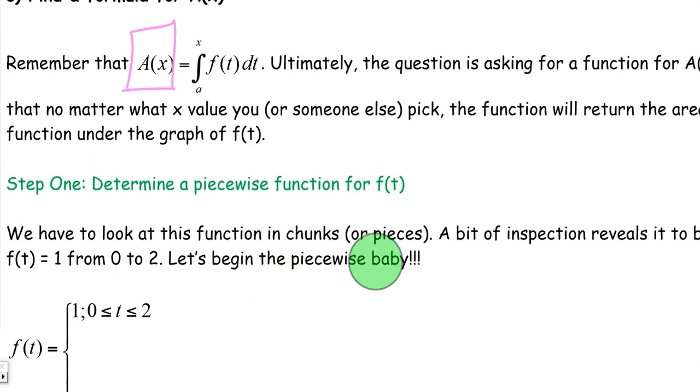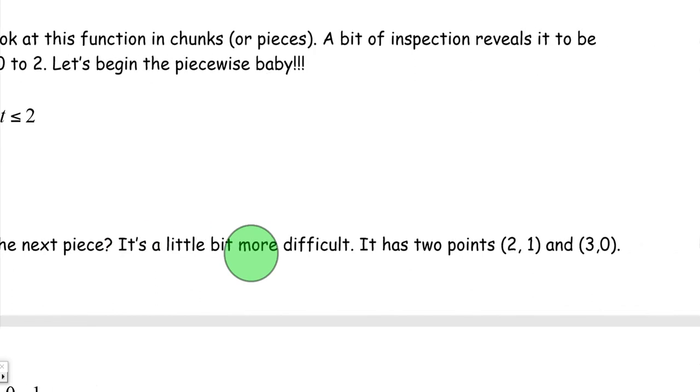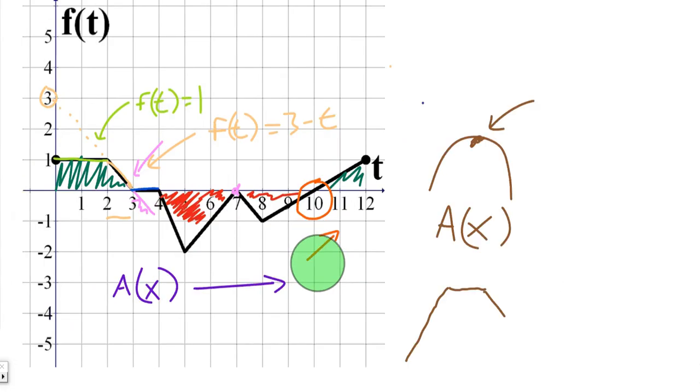Let's begin this piecewise function. From 0 to 2, the function is f of t equals 1. What about the next piece? Okay? Well, I said there's different ways to do it. You can pick 2 points on the line, whatever. And again, we're talking about this piece right here.